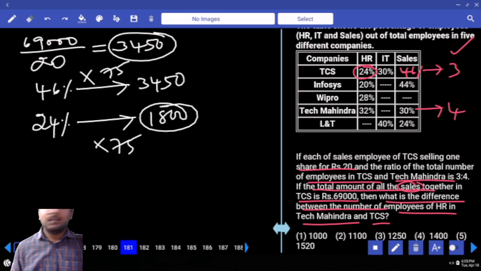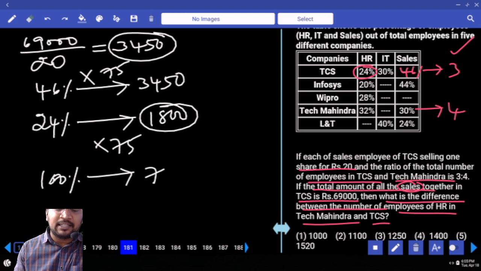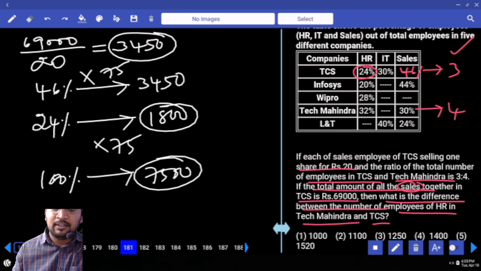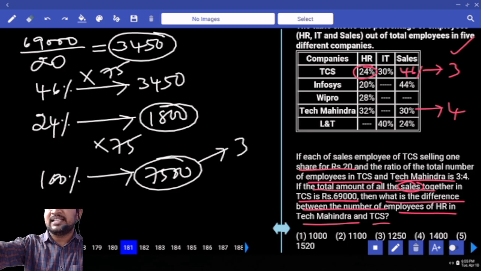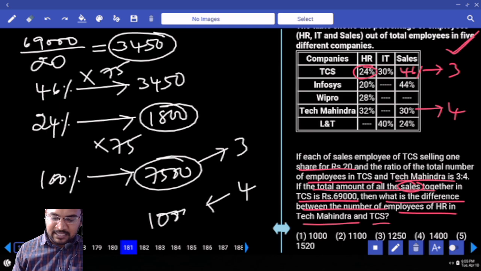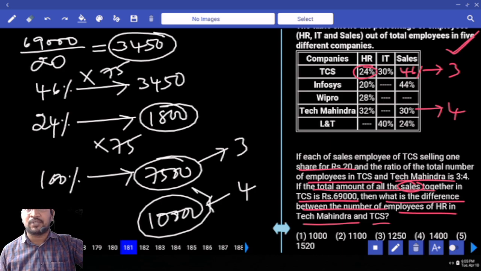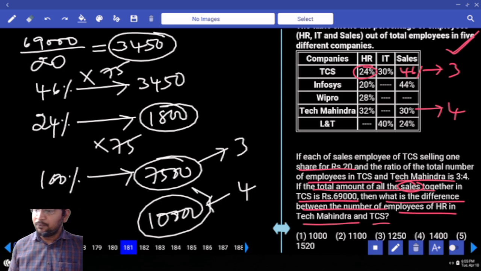Next one. The total we need to find out. Total is 100%, and 100% is 7,500. This 7,500 is 3 parts. 7,500 is TCS employees, TCS employees are 3 parts. 3 parts is 7,500. 4 parts is Tech Mahindra employees, which are 10,000. 3 parts is 7,500, exactly 2,500 times 10,000. Yes? Now we need which employees?